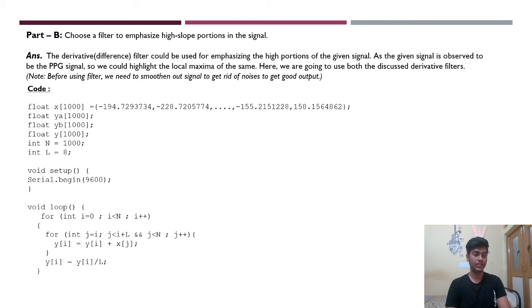So in this question, one thing that we have to do is, before passing the input signal through any difference filter, we have to smoothen out the signal. Because if the signal is not smoothened out, then all the noise portions will have high slopes and they will be detected in the difference filters. So we pass the signal through a moving average filter and then we pass it through both the derivative filters we discussed.